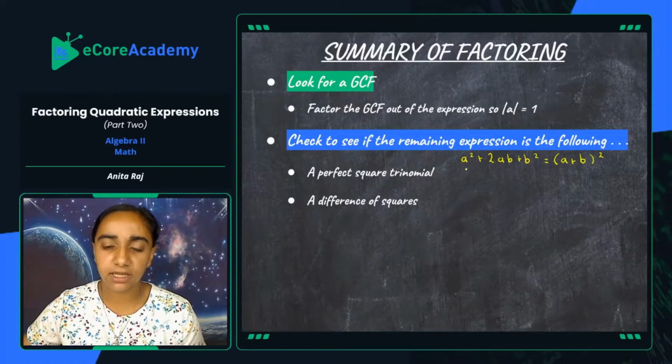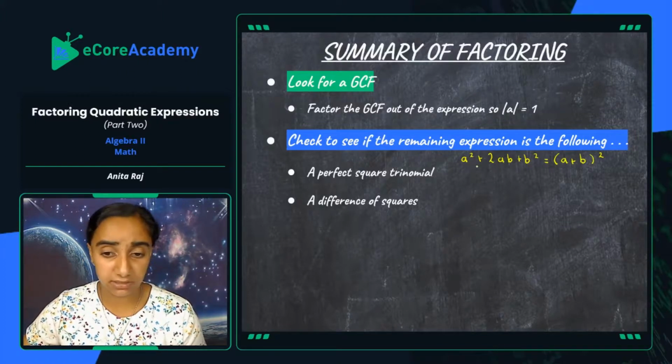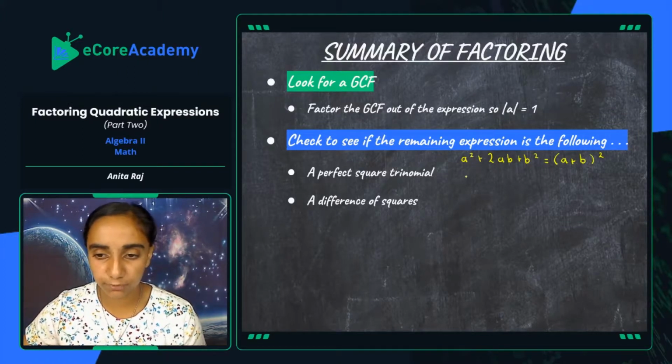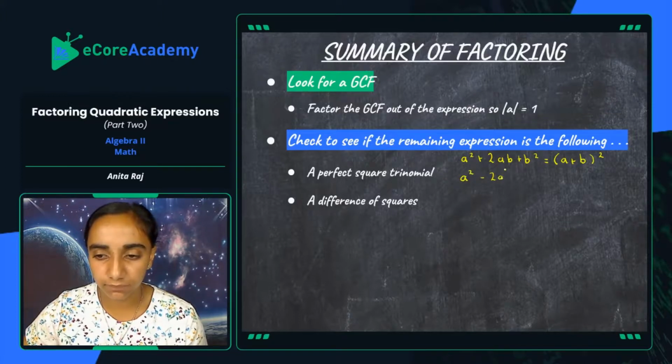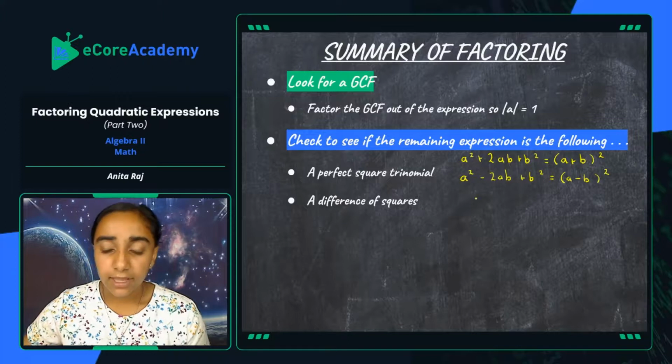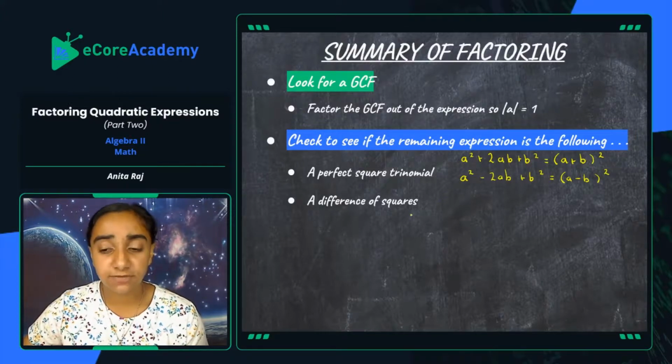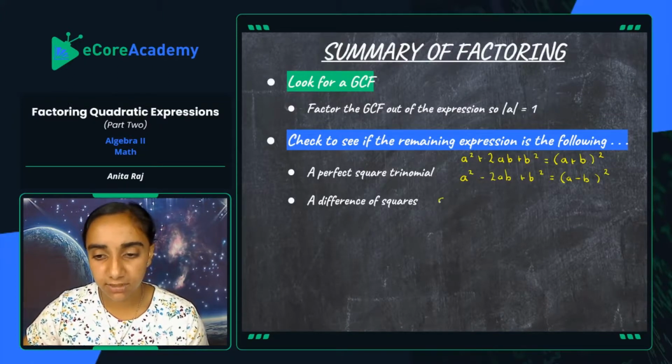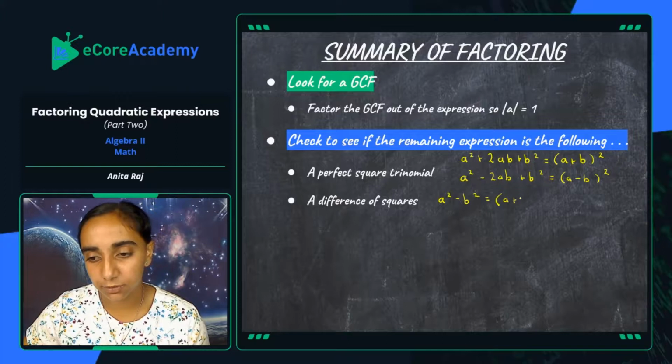So you want to see if whatever is left is this perfect square trinomial or this kind of perfect square trinomial: a squared minus 2ab plus b squared equals the quantity a minus b squared. If it's not a perfect square trinomial, you want to see if it's a difference of squares. Like we just said, a difference of squares is a squared minus b squared, and after factoring you will end up getting a plus b times a minus b.